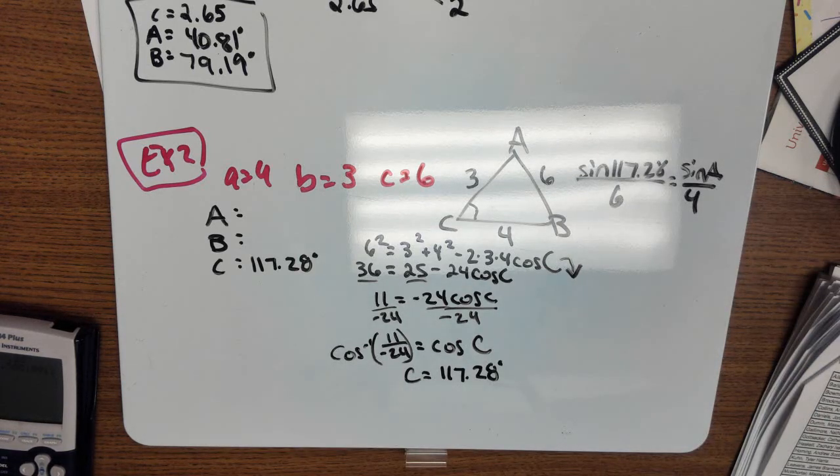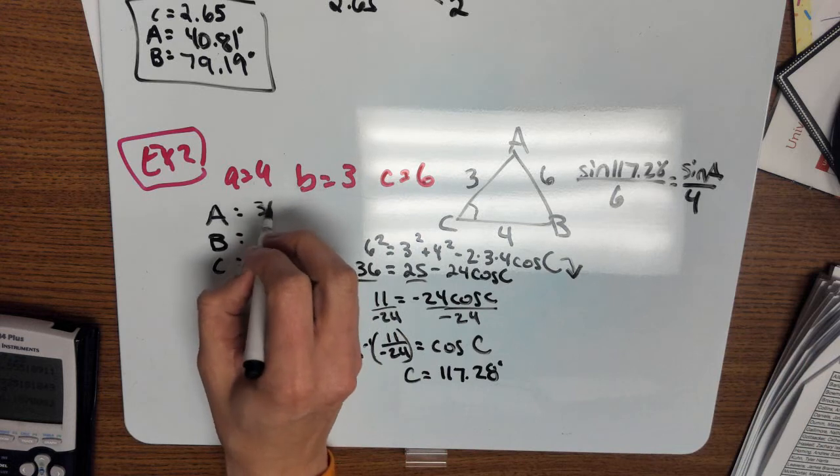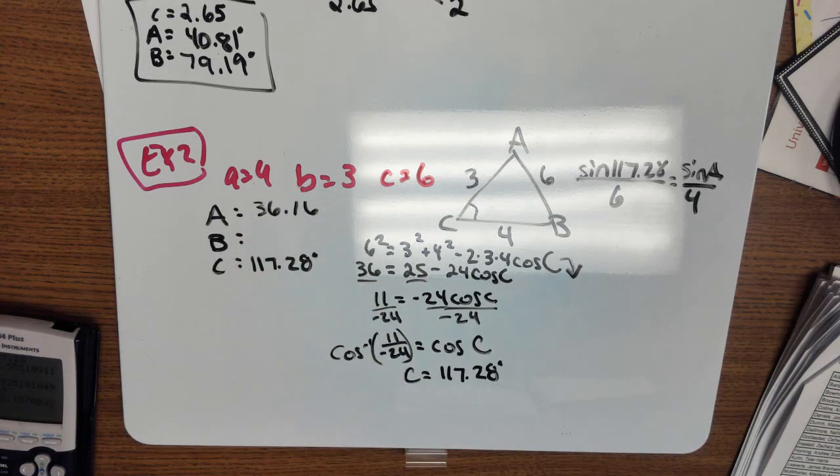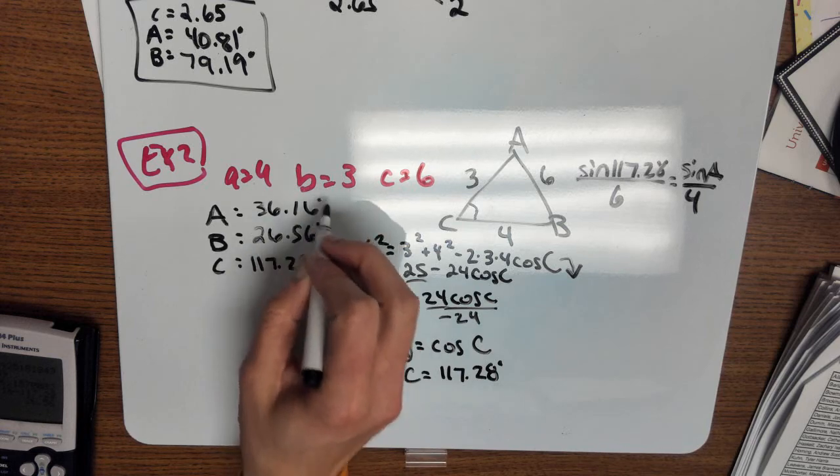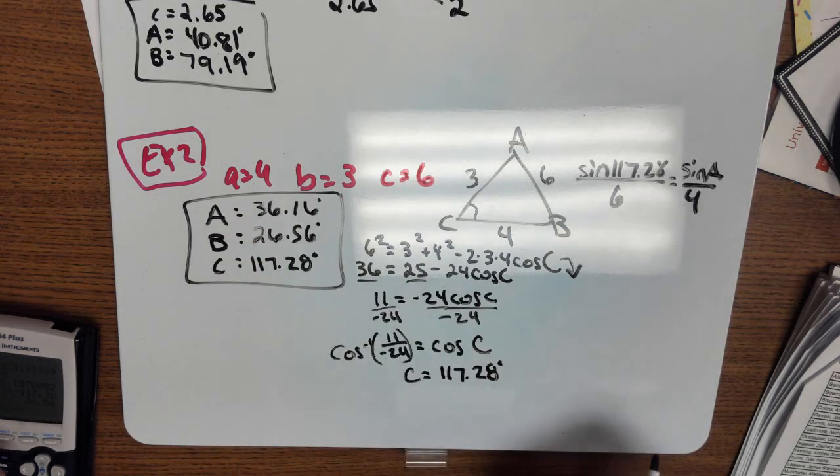Cross multiply, 4 times sine of 117.28, and divide by 6. Remember inverse sine. That tells me that A is 36.16. If I subtract from 180 with my A and C, I get B to be 26.56 degrees. So all of my angles have been solved for.